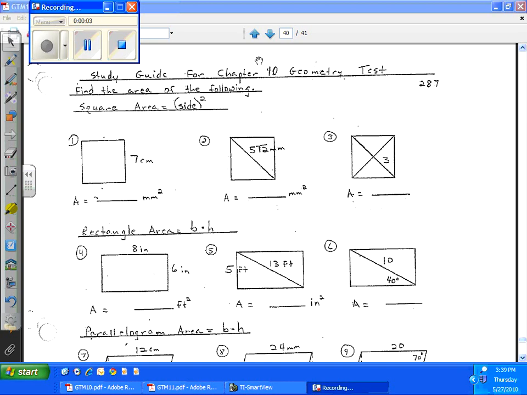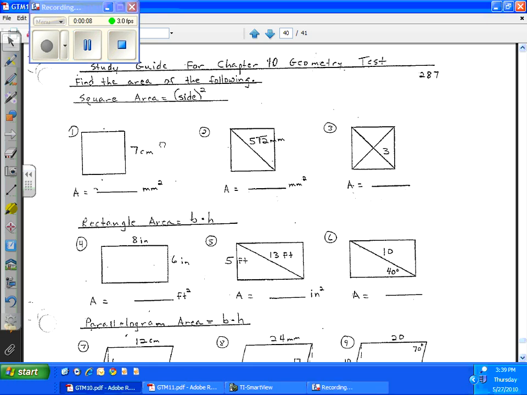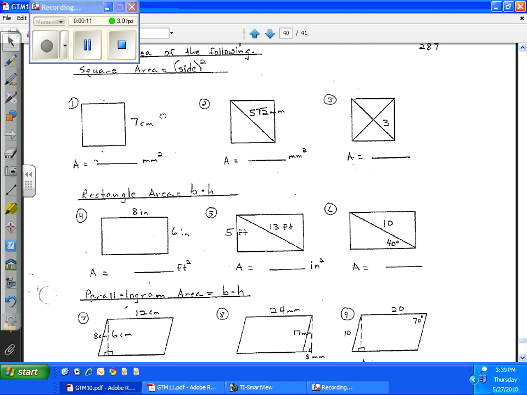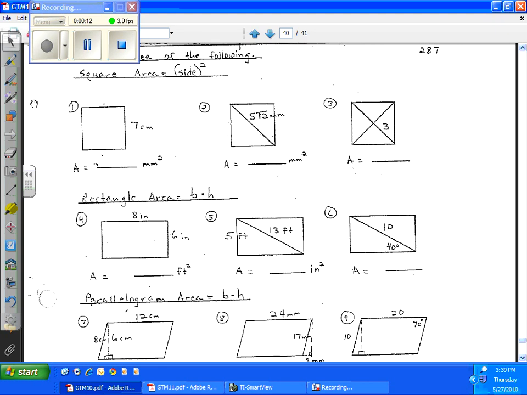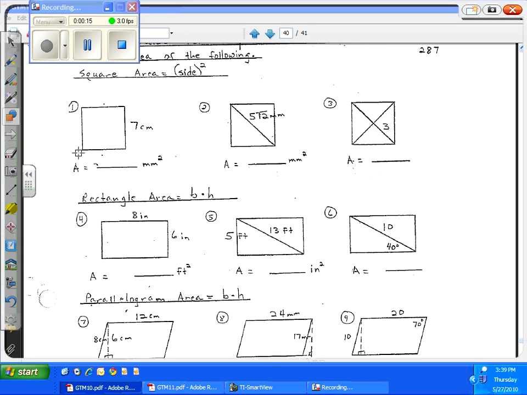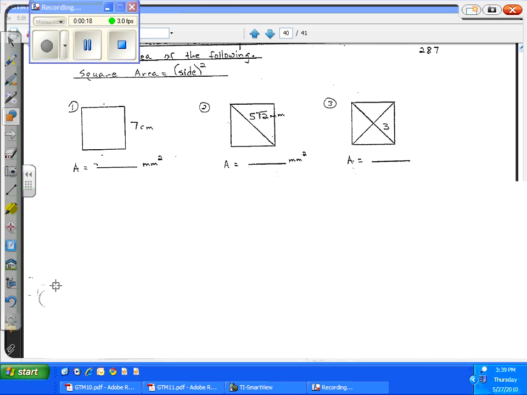All right, we're doing the study guide for the Chapter 10 geometry test. Remember, there's a homework that looks like the study guide and a test that looks like the homework. We're finding the area of each. Now, it gives you the formula here on the study guide, but the formulas will not be given on the test. You will have to know them from memory.